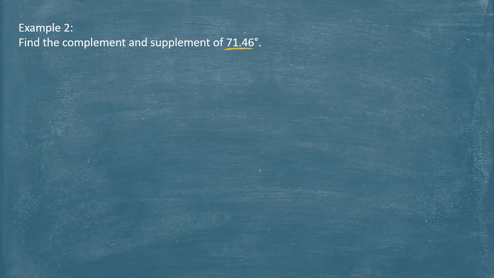So 71.46 is our start. The complement actually takes longer to write the words than to answer the question. All I have to do is figure out what adds up to 90 with that. The easiest way to accomplish that is to start at 90 and take away the angle I know, and that should give me the angle that's left. So in this case, that would give us 18.54 degrees as its complement.